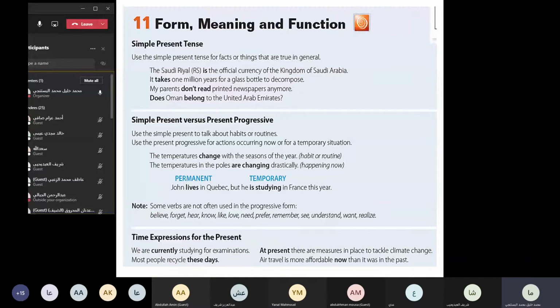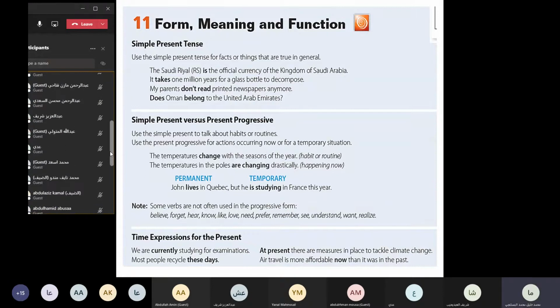Present simple. Okay? Now we have some time expressions we use with the present, like currently, at the present, now, these days. So these expressions are used for the present tense, whether with present simple or with the present progressive. Who can read the first example? Uday?